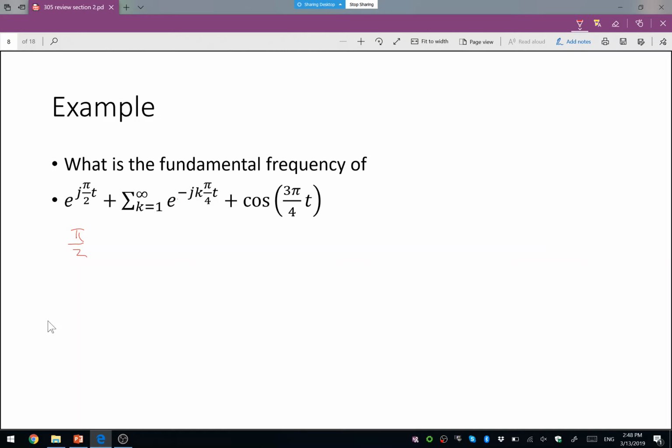So we take out this part. It's minus k pi over 4, when k equals 1 to infinity. And for this one, it is 3 pi over 4. So we take the GCD of all these possibilities, and the GCD is pi over 4. So that's the fundamental frequency. Yes.